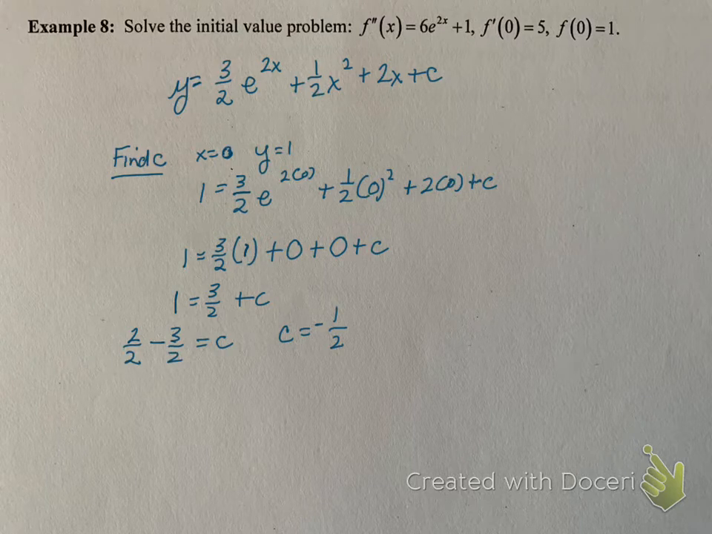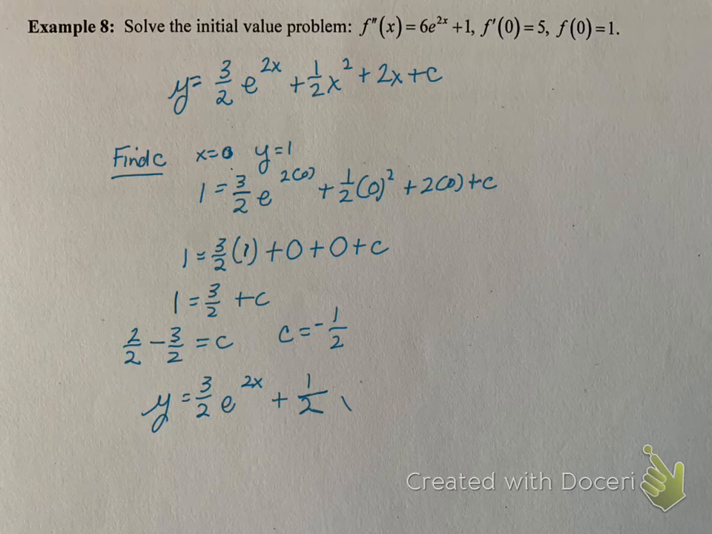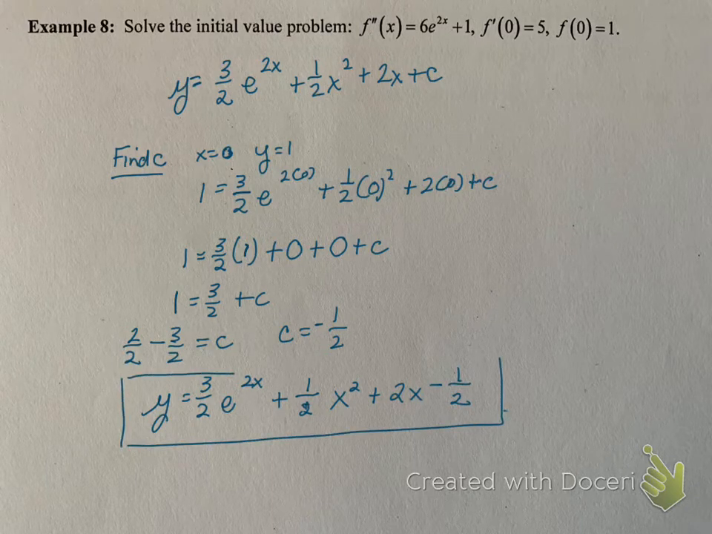Okay, so finalizing the problem, my function is going to be 3 halves e to the 2x plus 1 half x squared plus 2x, and then minus 1 half, which is c, now negative 1 half. So that's going to be my answer.